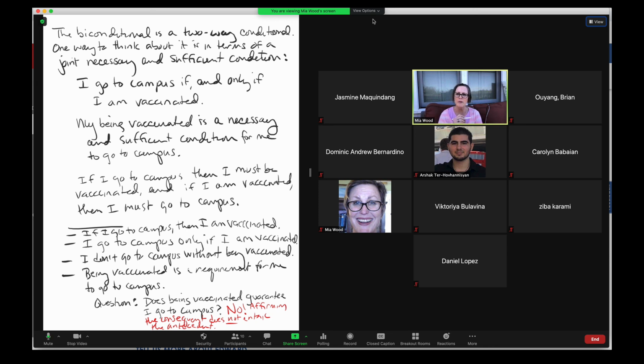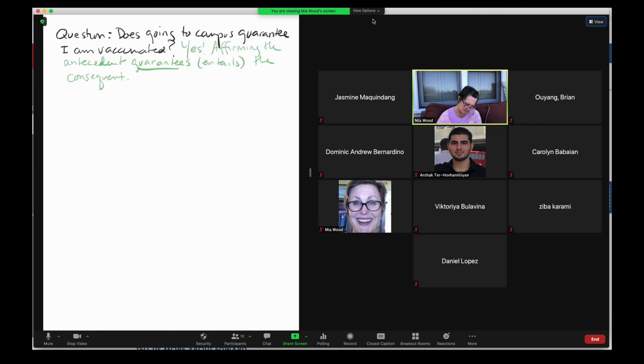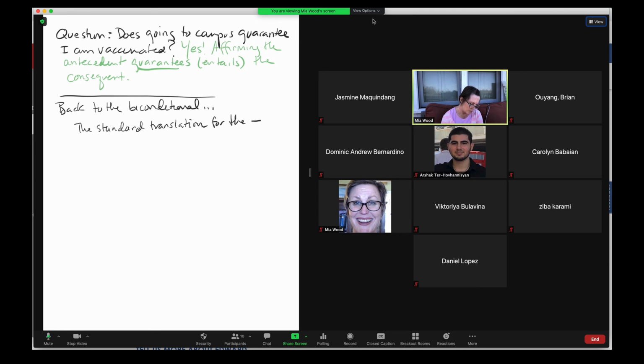Okay, so the standard translation for the two-way arrow is this: some sentence on the left side of the biconditional, some sentence on the right side of the biconditional.